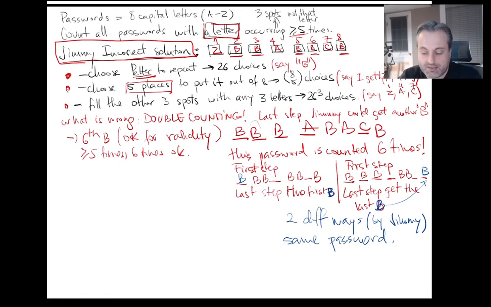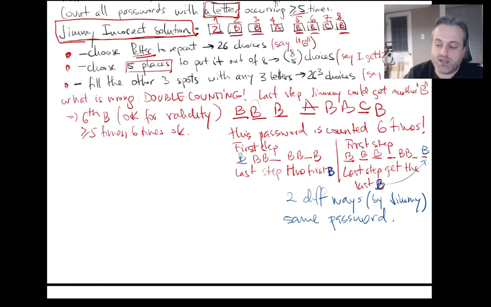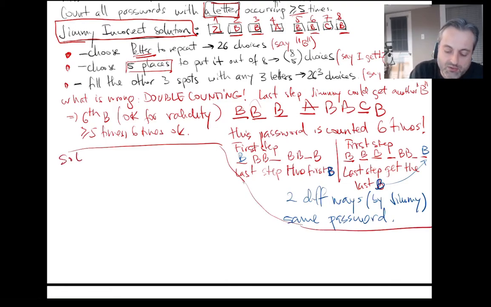This is the problem. This is what's wrong with Jimmy's solution. So what is the correct way to do it? So here's the correct solution: disjoint cases by the number of occurrences.